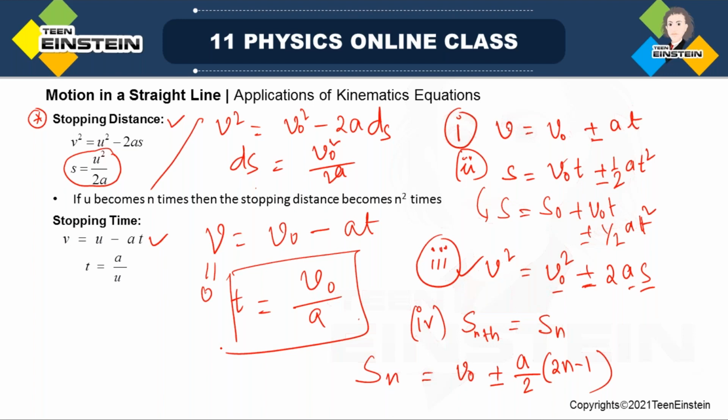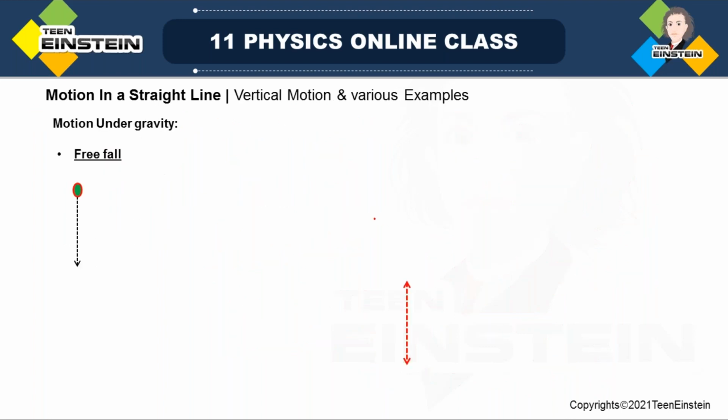Okay, so if time permits, we'll take a few numerical examples later. Now we'll just learn vertical motion. Last day I had started with vertical motion, but we could not take up a real life example to solve using kinematic equations. So today I'll be taking up a few examples. Before I start, let me tell you about vertical motion.